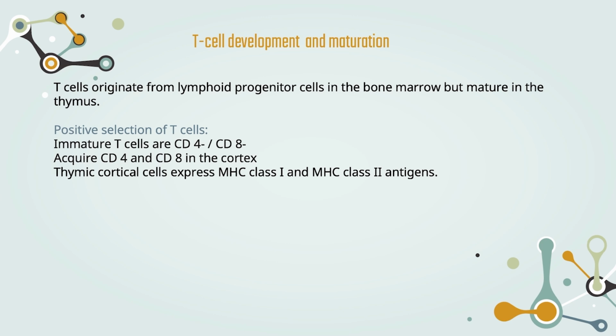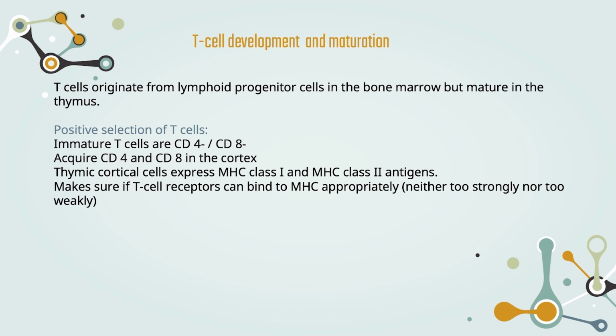Now, thymic cortical cells also express MHC class 1 and MHC class 2, right? And if you remember from our video, MHC class 1 interacts with CD8 and MHC class 2 interacts with CD4, right? Now, what happens in positive selection of T cells in the cortex is that it makes sure that the T cell receptors can bind to the MHC appropriately. Now, this appropriately means neither too strongly nor too weakly, right? It has to be just the right amount.